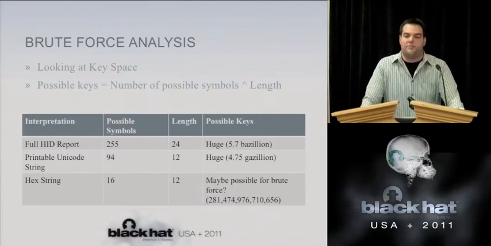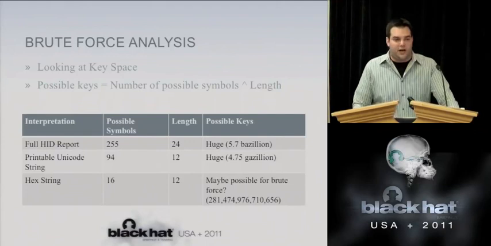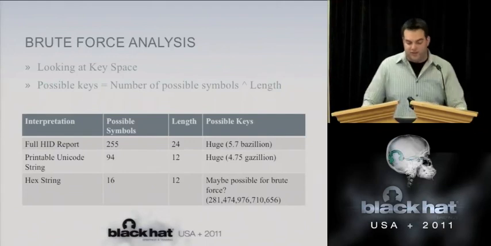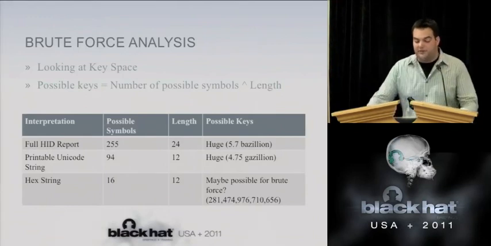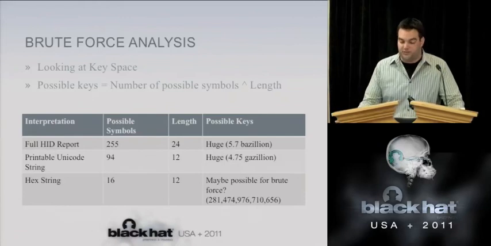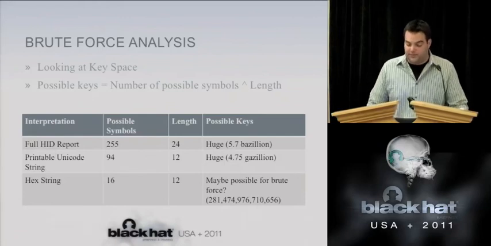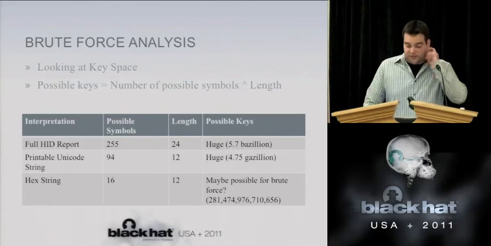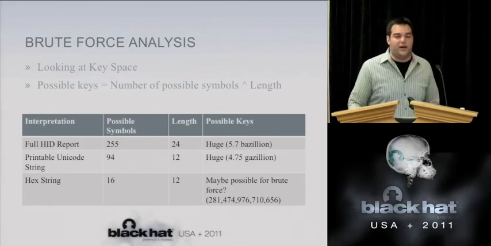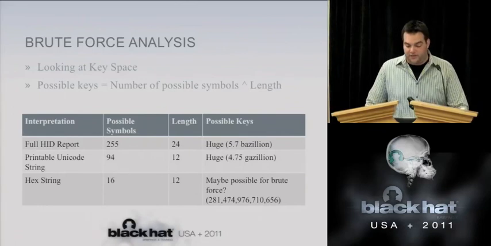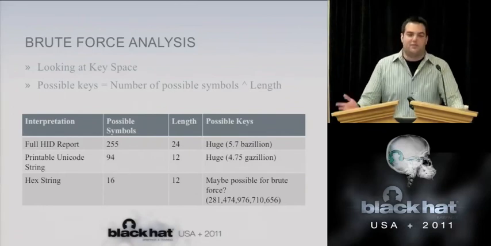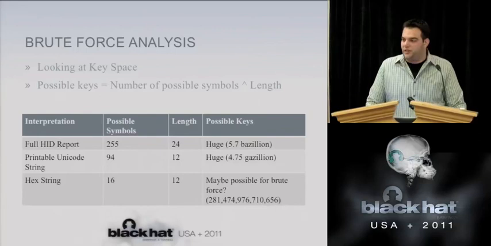Maybe we don't even need that. Maybe we can just iterate through enough keys to unlock the device. We really need to look at the key space and the number of possible keys we would have to try. You get the number of possible keys by looking at the number of possible symbols and the length, and you take the number of possible symbols to the power of the length. So if we look at the full HID report, we know we have a 25-byte HID report, 255 possible symbols in that, and we have like 5.7 bazillion, whatever, possibilities. Definitely a huge number that's not probably going to be feasibly brute forceable.